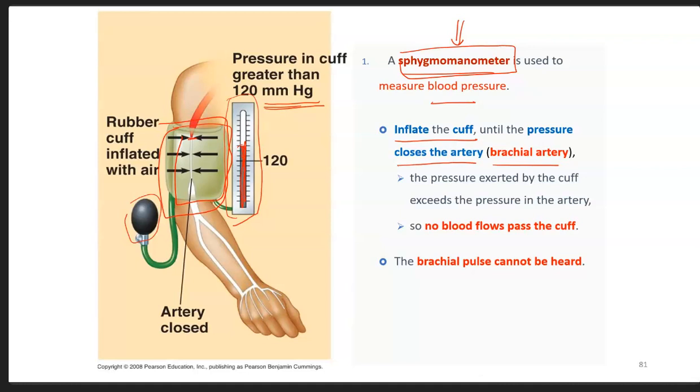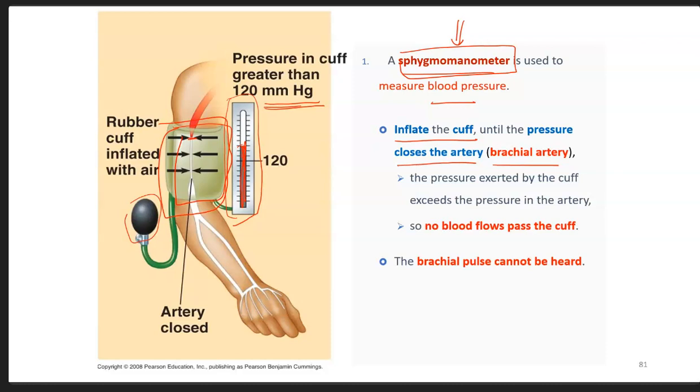So after you have detected the brachial artery, you wrap the cuff around the upper part. You still have to know where exactly the pulse is, so that you can place the stethoscope on top of it. The stethoscope is used to hear the pulse. Later we will see why we need to place the stethoscope.